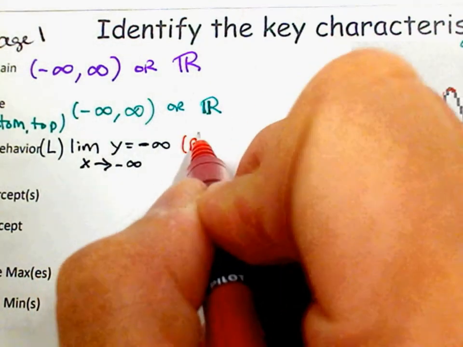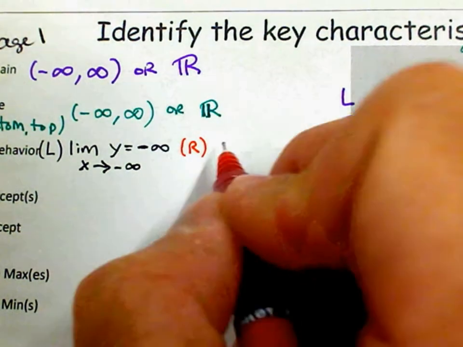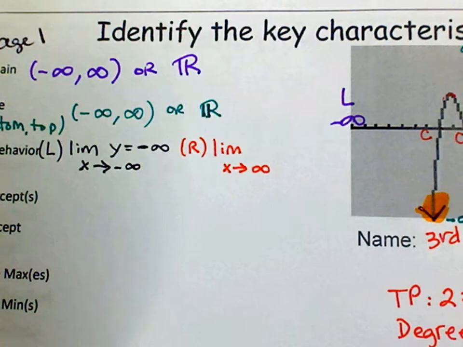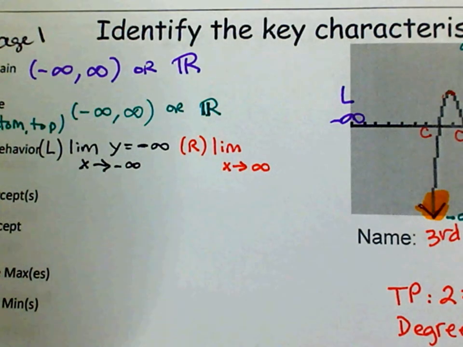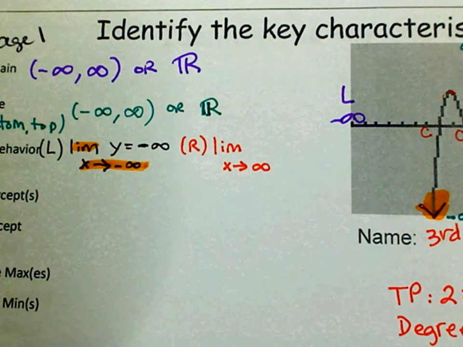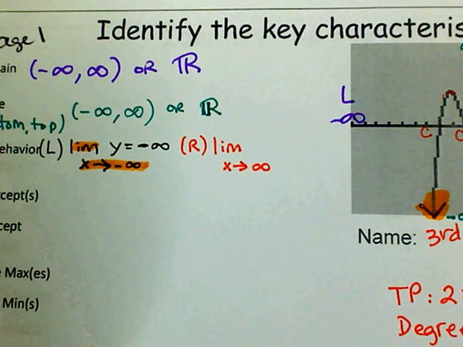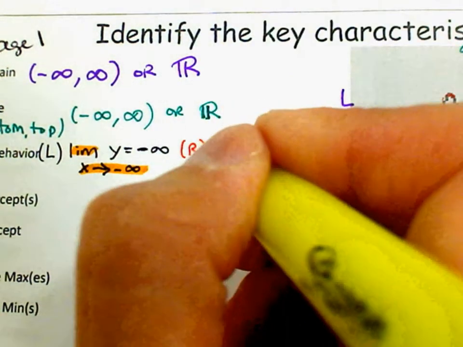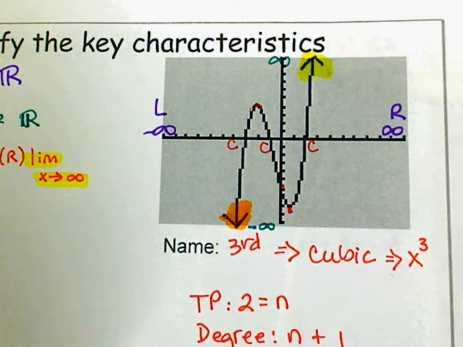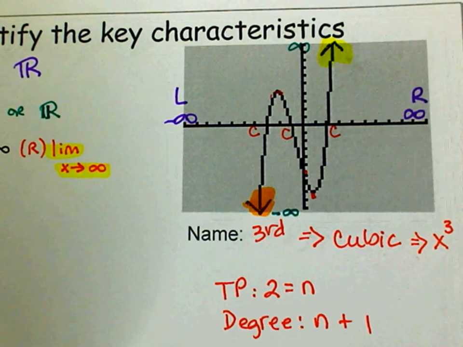All right. That's your left side. How do you write the right side? You don't have to write R. Instead of writing R, what can you write? Limit x is going toward positive infinity. Okay? So here's your left side. That's all you have to write. Let's look at the right side. This tells you this is the right. You ready?